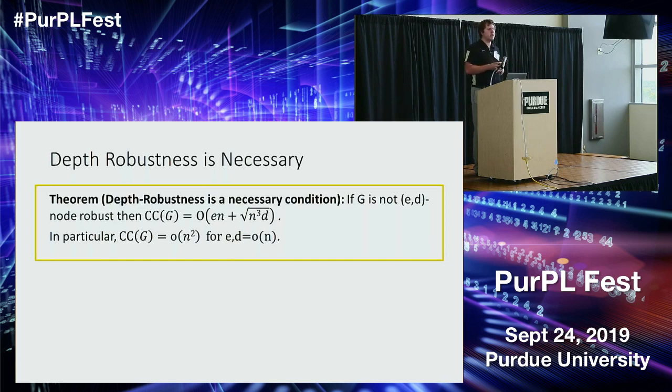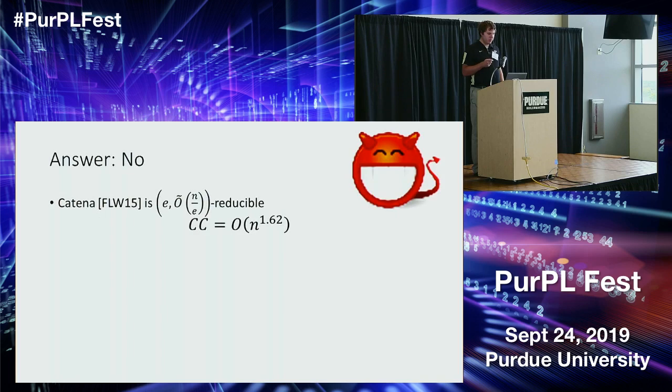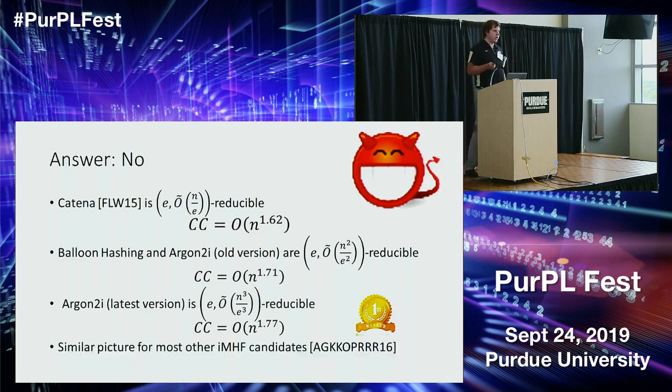Namely, if you give me a graph that's not depth robust, then I can find a pebbling attack, which is strictly smaller than n squared, which we don't want. So then we can ask our existing IMHF candidates based on depth robust DAGs. I'm going to skip over this, but the answer is no. So we get attacks on Argon2i and other IMHF candidates. And it's a similar story for basically any IMHF that was proposed prior to 2017.